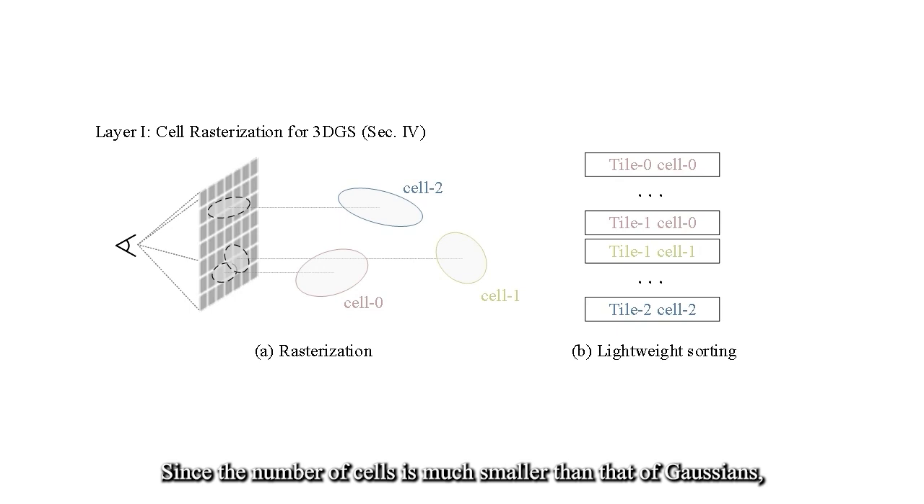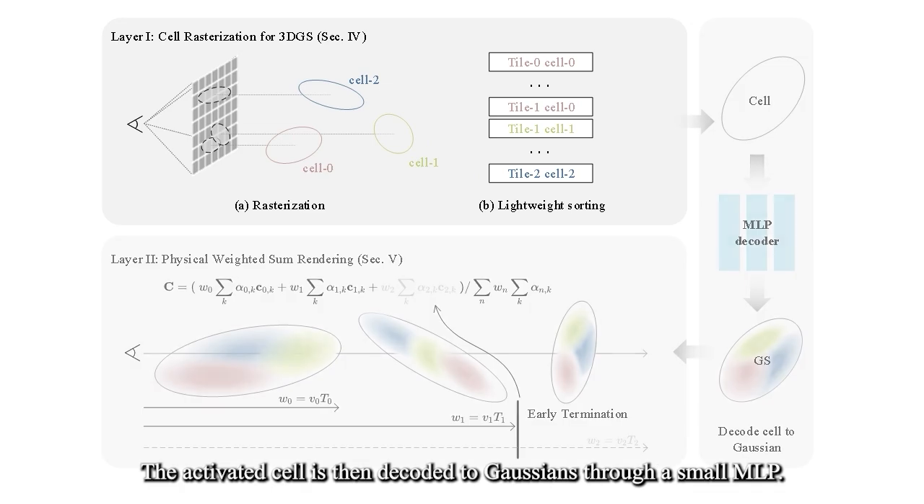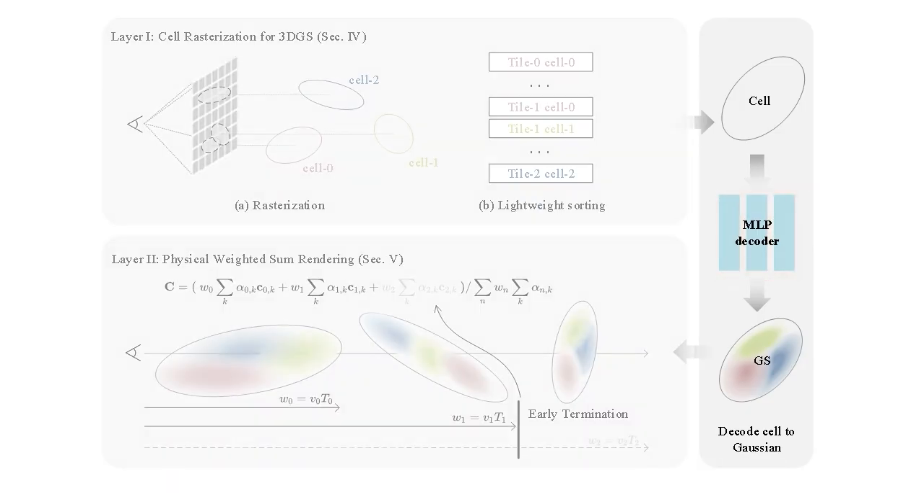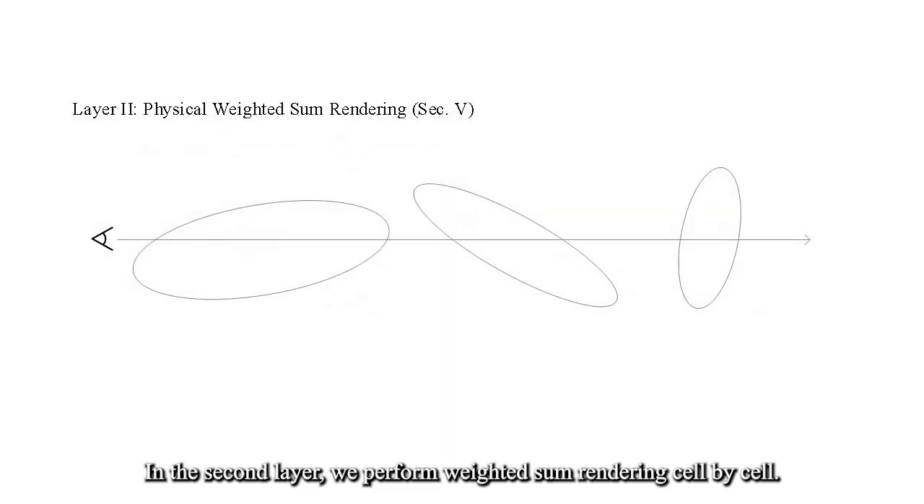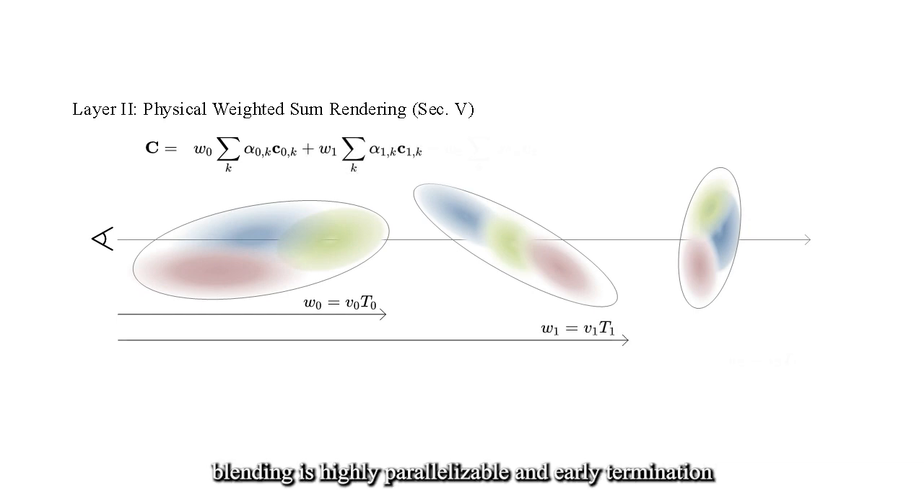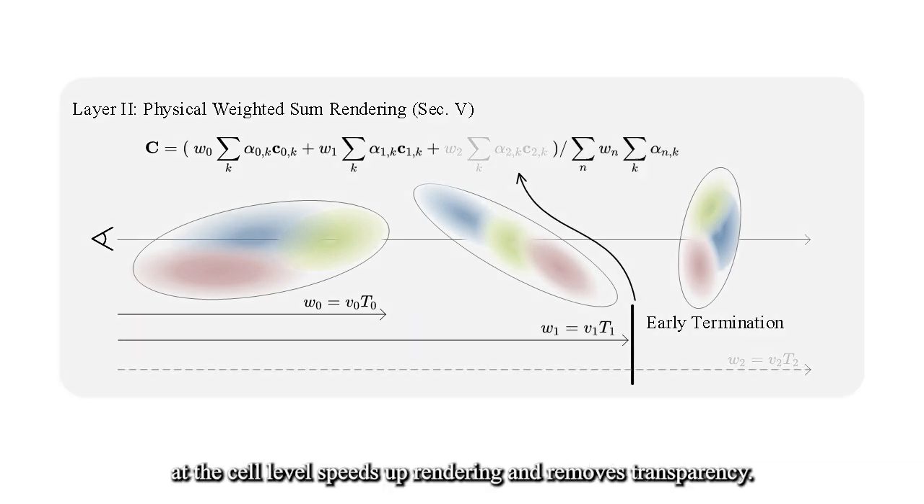Since the number of cells is much smaller than that of Gaussians, this sorting is lightweight. The activated cell is then decoded to Gaussians through a small MLP. In the second layer, we perform weighted sum rendering cell by cell. Since Gaussians within a cell are unordered, blending is highly parallelizable, and early termination at the cell level speeds up rendering and removes transparency artifacts.